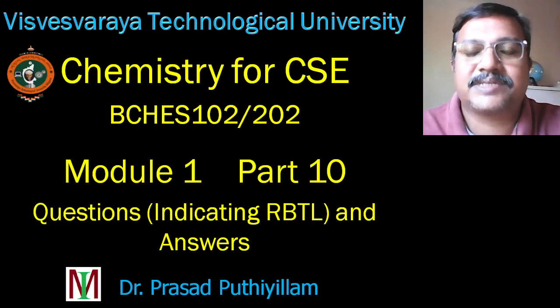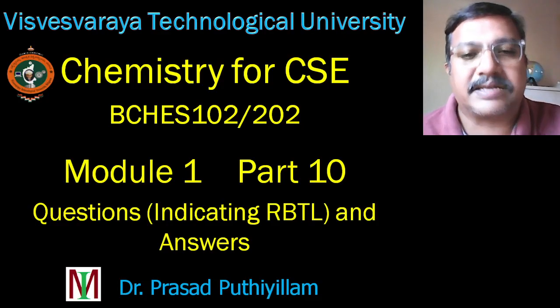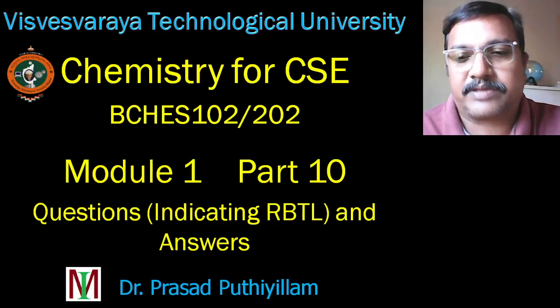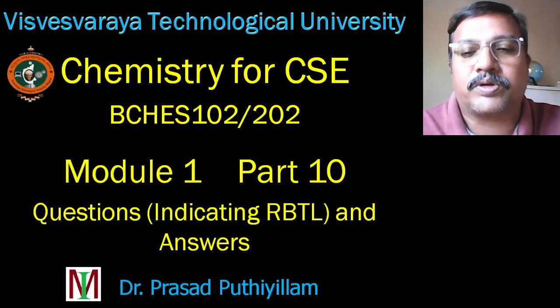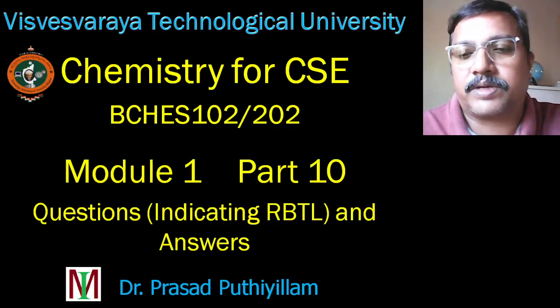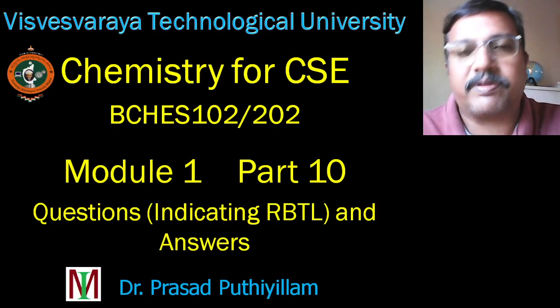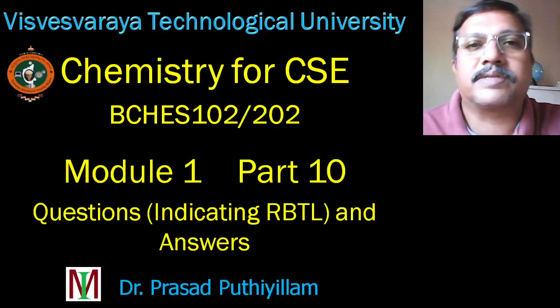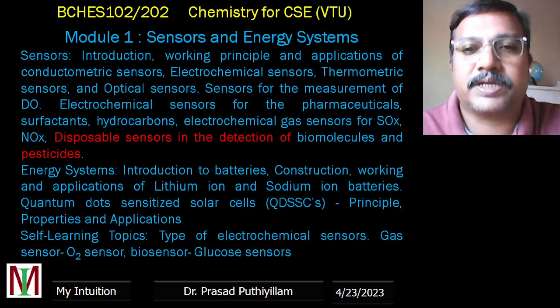Code BCHES102. My video classes include the important questions and the supporting answers in a series. They also indicate the revised Bloom's taxonomy question level. I have taken level 4 for almost all the questions, because once you are sure about level 4 questions, then generally in the exam question paper you can see level 2 as well as level 3 questions. So if you study level 4 questions, you will be able to answer level 3 and level 2 questions easily.